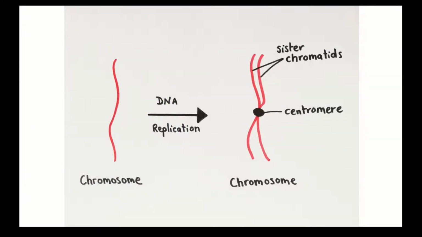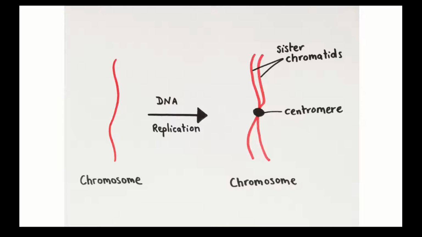During the synthesis phase of interphase, each chromosome replicates, making 2 sister chromatids. The sister chromatids are held together by a centromere. After the original chromosome has been replicated, we still call the whole thing one chromosome. The process of semi-conservative DNA replication is covered in another video.